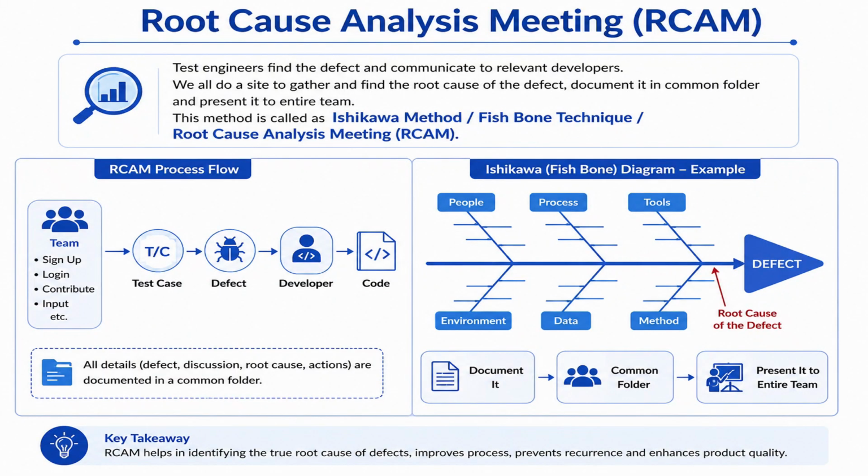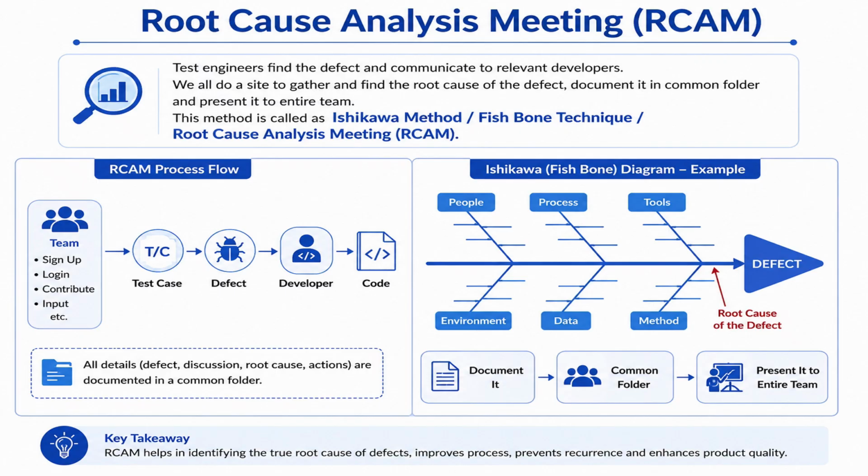The main thing here is that the test engineer finds the defect and communicates it to the relevant developers. They all sit together and find the root cause of the defect, document it in the common folder, and present it to the entire team. This method is called the Ishikawa method, fishbone technique, or root cause analysis meeting. All details, meaning the defect, discussion, root cause, and actions, are documented.